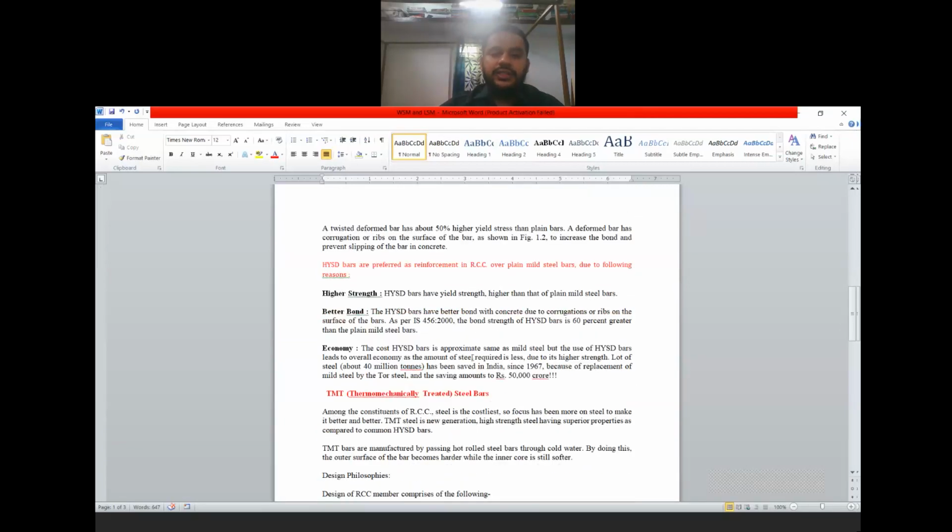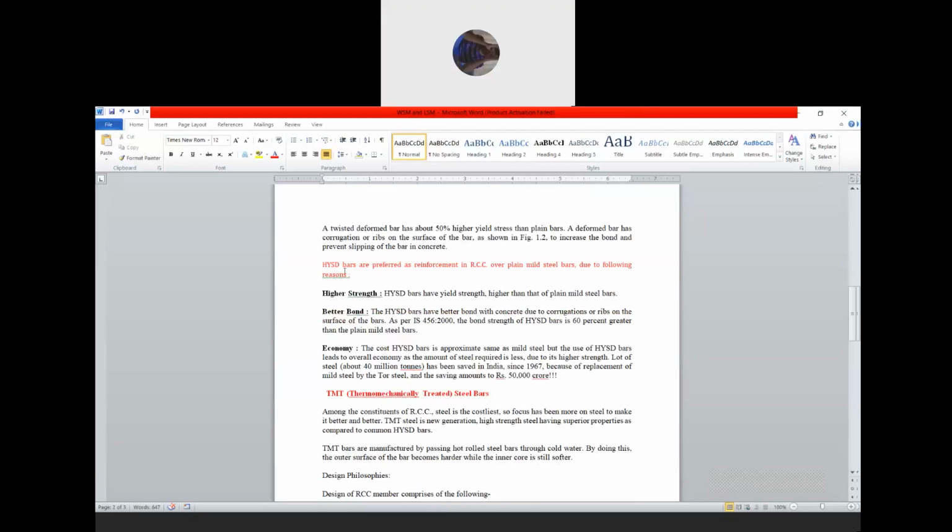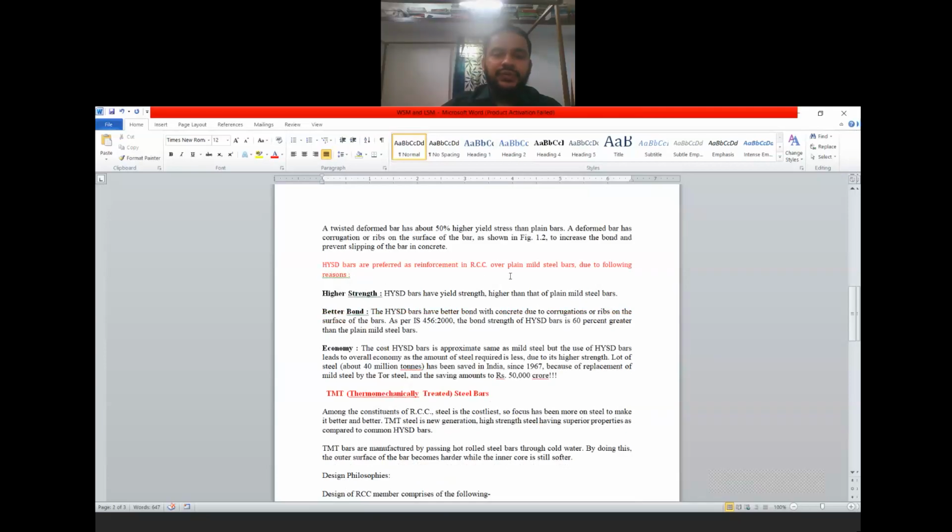Okay, so next you have to understand why these HYSD bars are preferred over plain bars. HYSD bars means these bars will have threads over them, and because of these threads you will get higher strength. How? Because of these threads, the bond between steel and concrete will be better, and as a result you will get a higher strength. HYSD bars have yield strength higher than the plain mild steel bars.